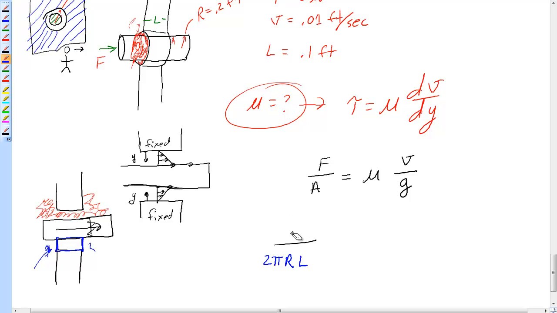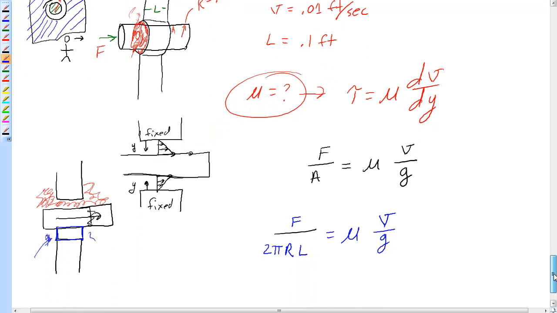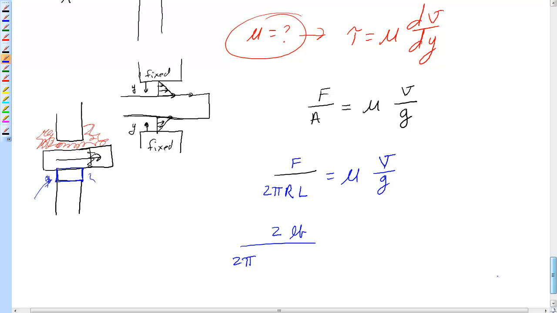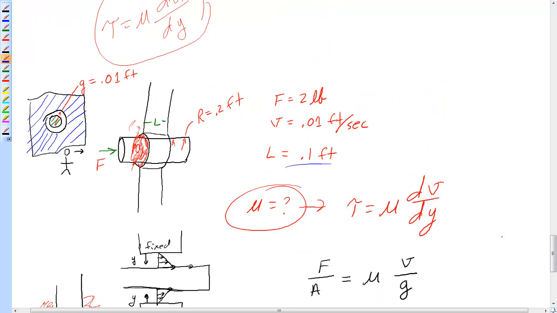So I'll continue to do it this way and carry it as symbolic for one more step. Now I can basically put in the information. I have 2 pounds over 2 pi. Now what is R? R was 0.2 feet. What was length? Length was 0.1 feet.